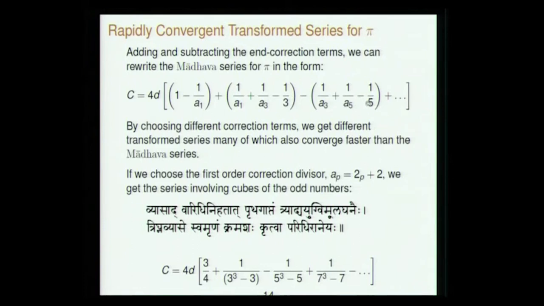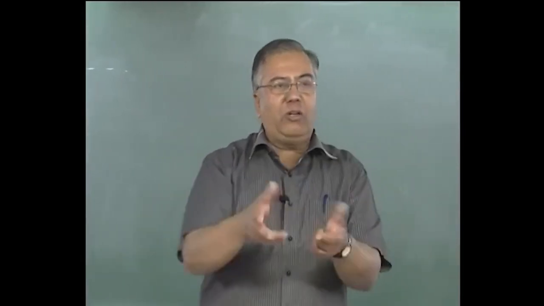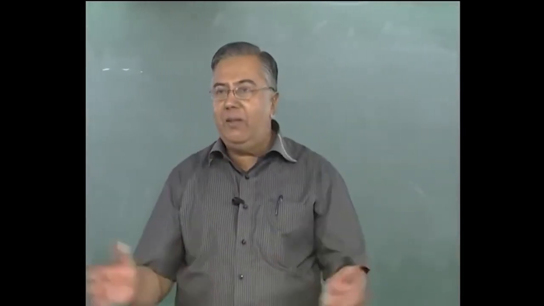This is how Yukti Bhasha starts explaining. 4D into 1 minus A1, where A1 is the correction term, plus A1, they are cancelling, plus A3 will cancel with minus A3, minus 1 by 3 will remain, plus A5 will cancel with minus A5 in the next term, minus into minus, plus 1 by 5 will remain. So, this is only the original series, only you have interpolated the correction terms in between and you are going to transform the terms of the series by doing this.